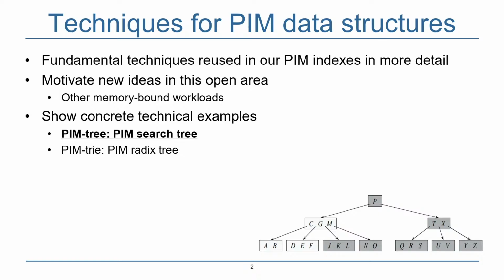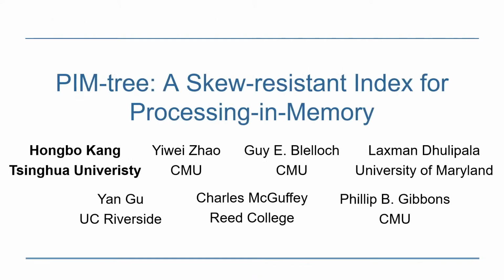Probably you can find some other memory-bound workloads. And the way I'm doing this is I'm trying to show concrete technical examples. So this talk is going to be much more technical than the prior one. And I'll focus on the PIM-tree because many techniques are first developed there and it's reused after in later works. So PIM-tree, it's a skew-resistant index for processing in memory.